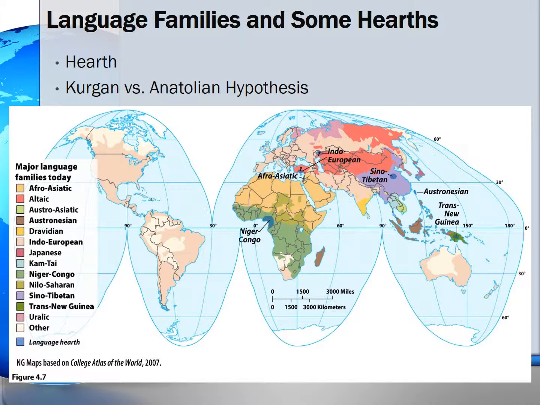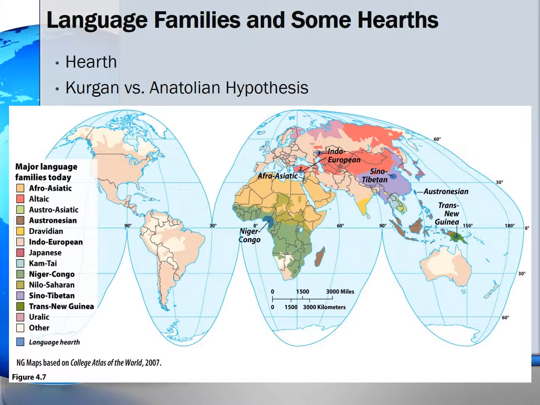In reference to the Indo-European hearth, there are 2 hypotheses that explain the origin. The Kurgan hypothesis proposes that the hearth of the Indo-European languages lies north of the Caspian Sea, near what is now the border between Russia and Kazakhstan. It was said that when herders domesticated the horse, they rode from this area and spread their language to the east and west about 4000 BCE.